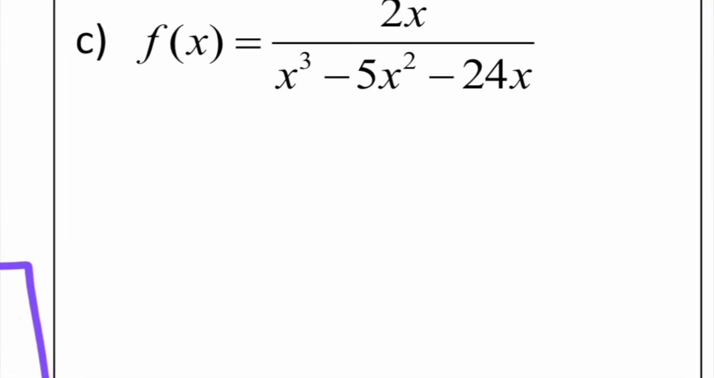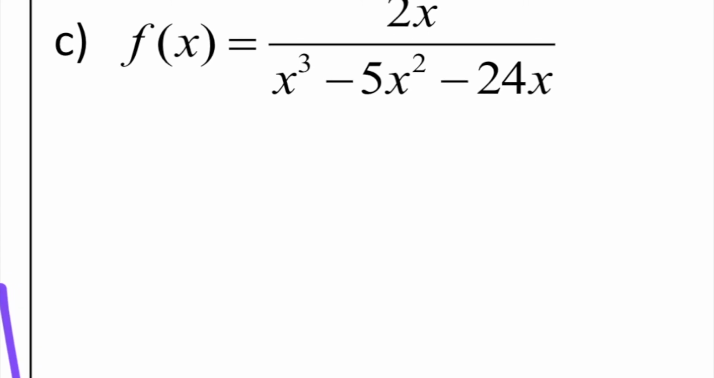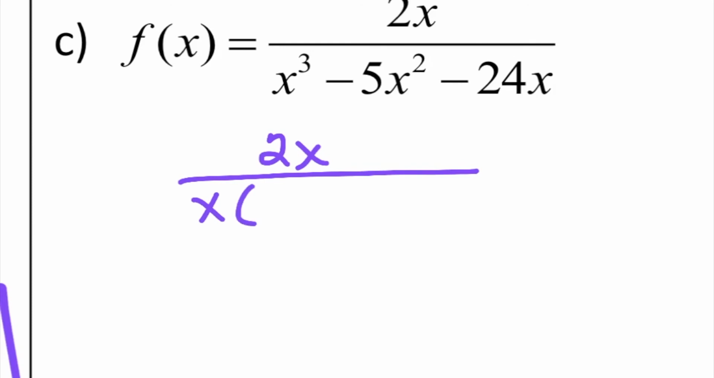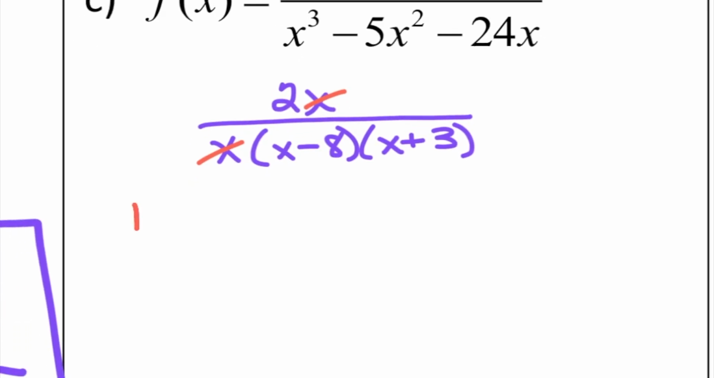And then in this last one, remember that you have to factor first, and so I'm going to rewrite this as 2x over, the denominator has a GCF of x, and so it's going to be x times x minus 8 times x plus 3. Anything that cancels, like this x here, means that you have a hole. So I've got a hole at x equals 0, but I have to find the y value of the hole.